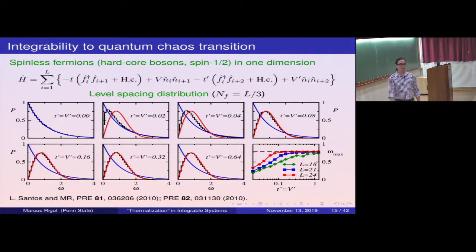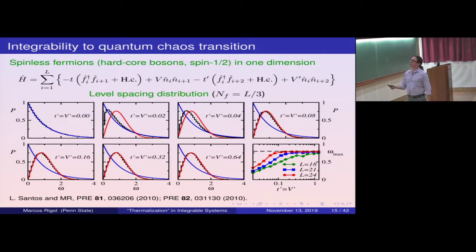Wigner-Dyson, that's right. And the black is the numerical result. Yeah. If this V is 0, I think so. So long as you have T prime, V prime, yes.